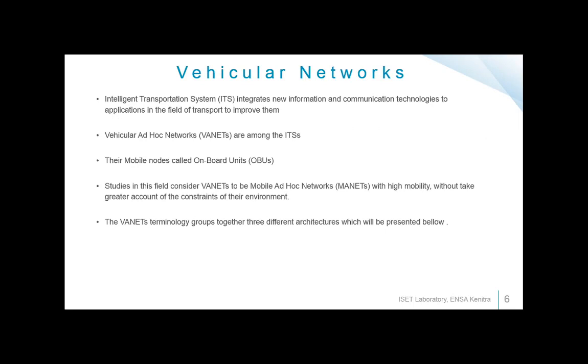For the vehicular networks, intelligent transportation systems ideas integrate new information and communication technologies into applications in the field of transport to improve them. Now, vehicular ad hoc networks, or VANETs, are among the ITS. Their mobile nodes are called onboard units, or OBUs. Many studies in this field consider VANETs to be mobile ad hoc networks with high mobility, without taking greater account of the constraints of their environment. The VANET terminology groups together three different architectures which will be presented below.